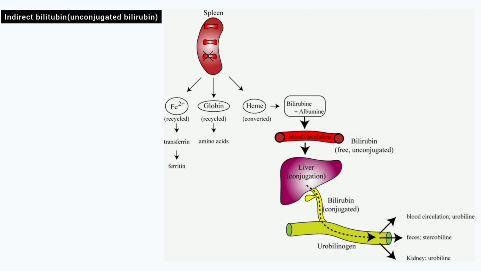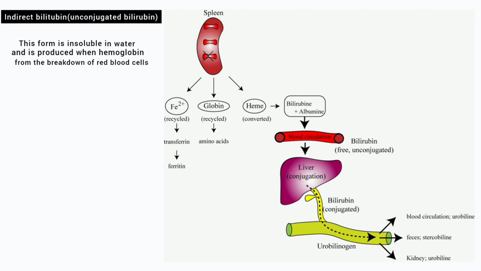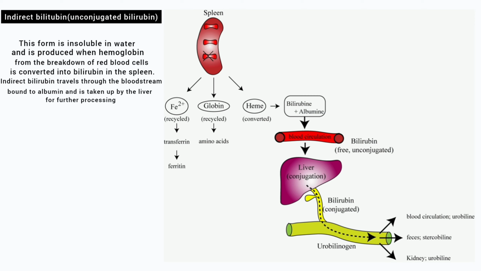Now there are two types of bilirubin. Indirect bilirubin, also known as unconjugated bilirubin. This form is insoluble in water and is produced from hemoglobin. From the breakdown of red blood cells, hemoglobin is converted into bilirubin in the spleen. Indirect bilirubin travels through the bloodstream bound to albumin and is taken up by the liver for further processing. It occurs normally in between 0.2 to 1.2 mg per deciliter.